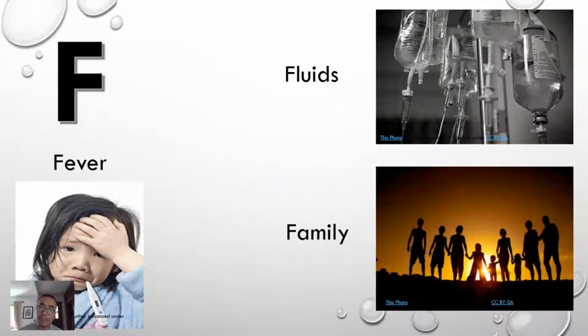Next letter is going to be F. Now, F, you're going to look for fevers, very common in the ICU, fluids, and family. Now, fever, everyone that's admitted to the ICU, once they do, could be due to an inflammatory process, could be due to infection, they do develop a fever.